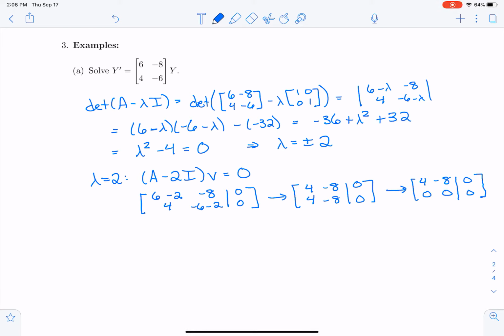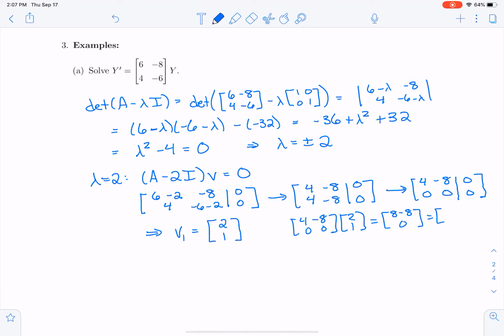Well, this gives me a free variable in the second row. So that means that I have some sort of choice. And so I'm going to say that my eigenvector, which corresponds to lambda equals 2, is going to be the vector 2, 1. Because you can see that if I multiplied 4, negative 8, 0, 0 times the vector 2, 1, I do indeed get 8 minus 8 in the numerator and then 0 in the denominator. So I do indeed get 0, 0.